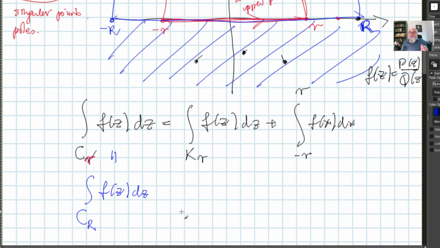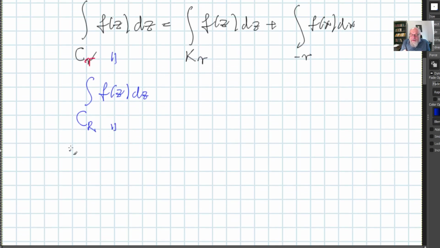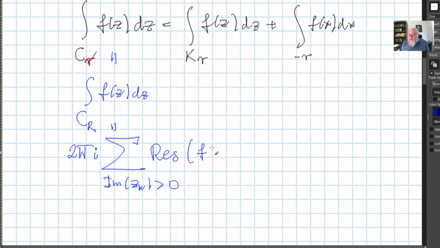And in such a case, we can basically write the answer. The answer will be 2 pi i times the sum over all the singularities in the upper plane, where the imaginary part of zk must be positive, of the residue of this function f of z at the point zk. Very nice. I got that value, and it doesn't matter what the radius R is, small or big. It will be the same value, 2 pi i times the sum of residues.